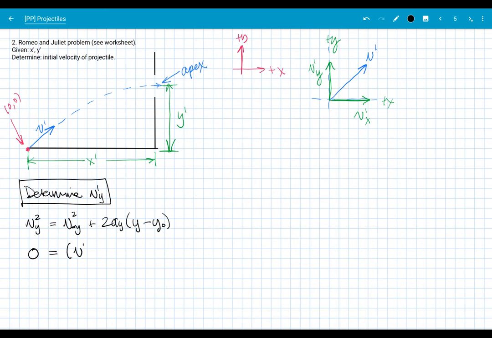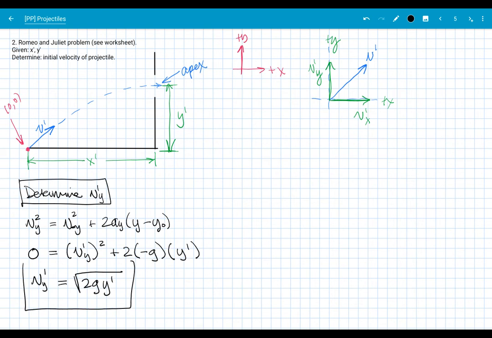So that is V prime Y squared plus 2. Acceleration in the Y is going to be negative g, and my Y displacement there is positive y prime. I know that y is equal to positive y prime, positive because it's above the 0 and I have upward positive. It's equal to that value at the apex. So this allows me to actually solve for Vy prime, root 2 g y prime. I got it.